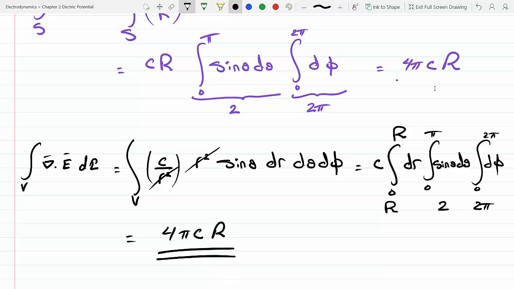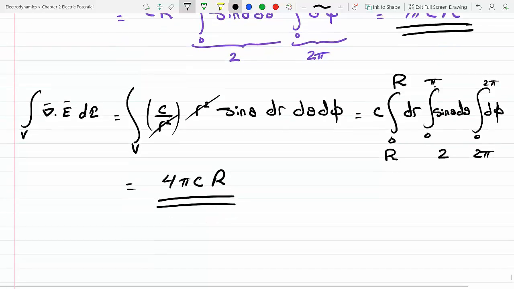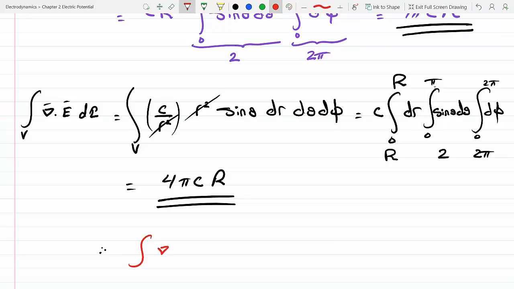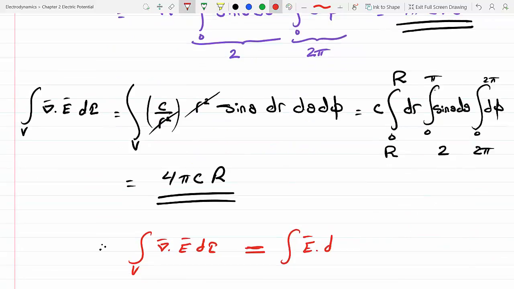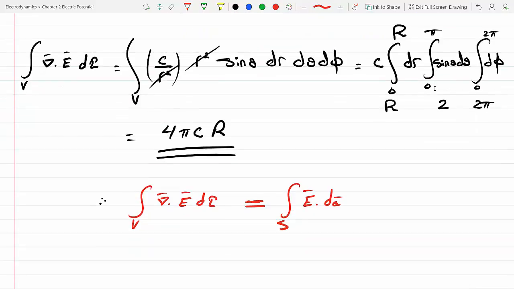So this is exactly the same as this. Therefore the divergence theorem checks. So now I could say that the integral of the divergence of E d tau on V is indeed equal to the integral of E dot dA on surface S. So we proved that the divergence theorem works because we got the same answer.